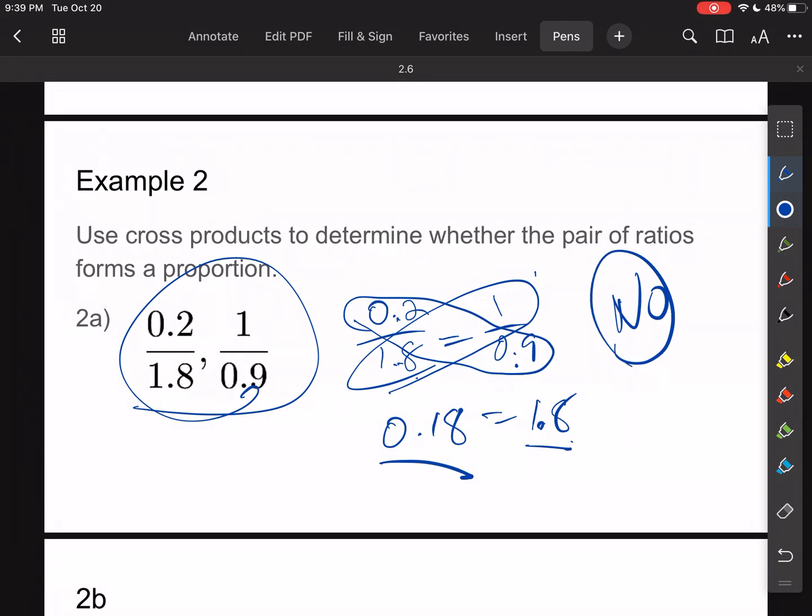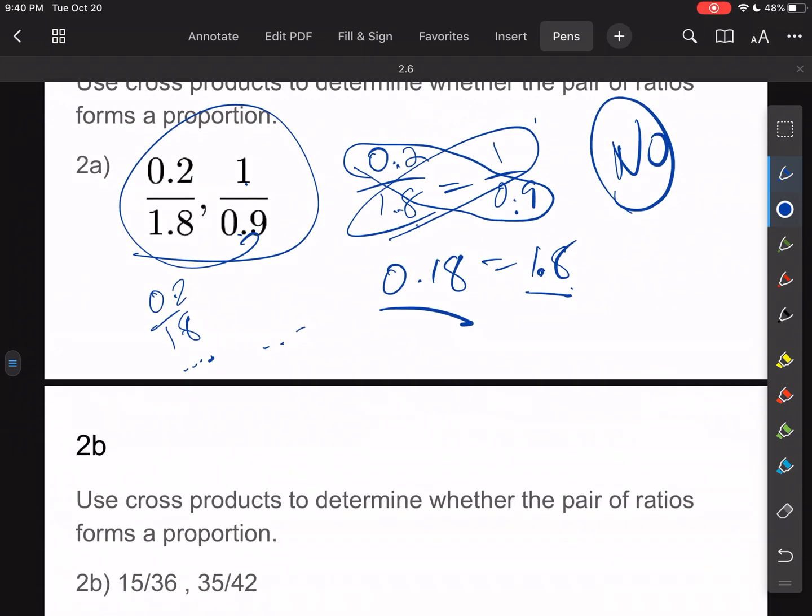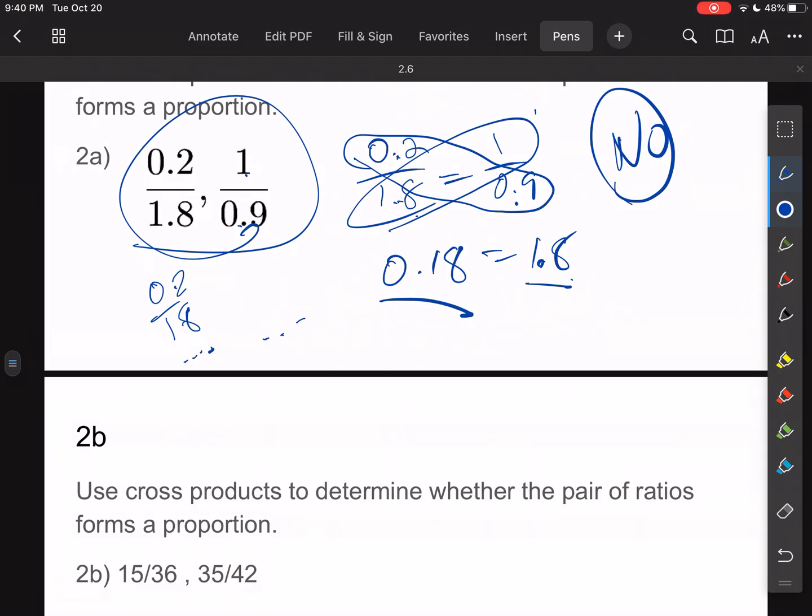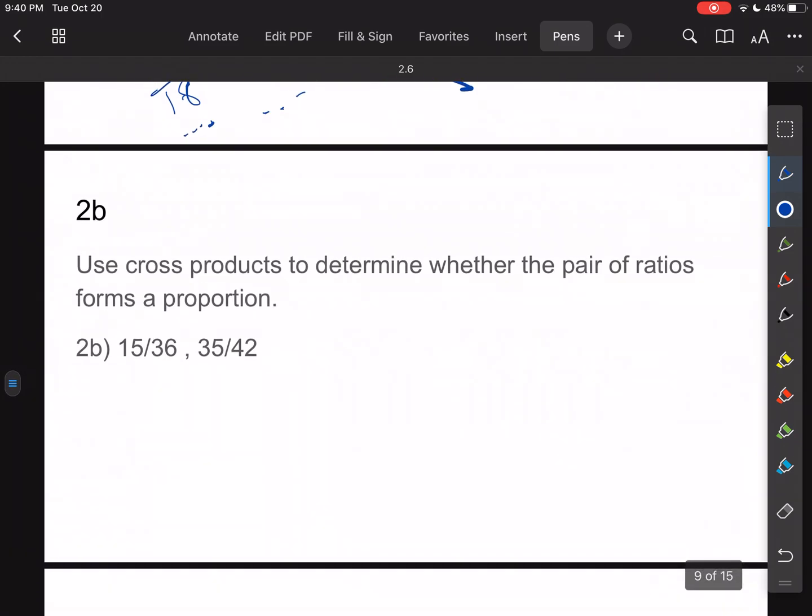The other way I could do it is I could take 0.2 and divide by 1.8 on my calculator and get the decimal, and then take 1 divided by 0.9 on my calculator and get the decimal and compare decimals. That's another way we could be doing this. For 2b, it says use cross products to determine whether the pair of ratios forms a proportion. Okay, so is 15 over 36 equal to 35 over 42?